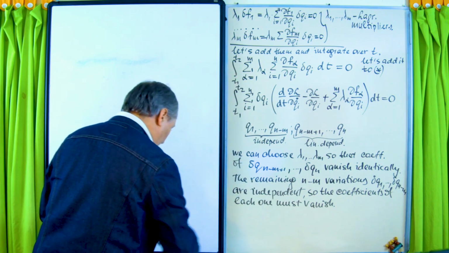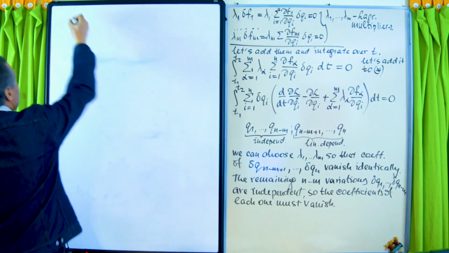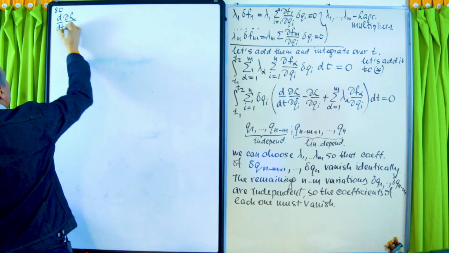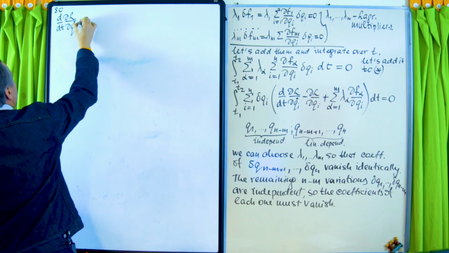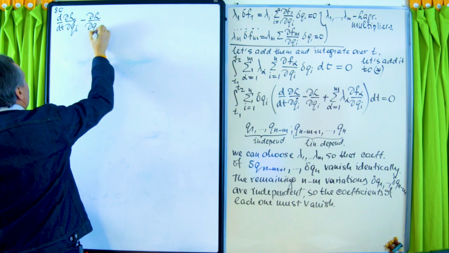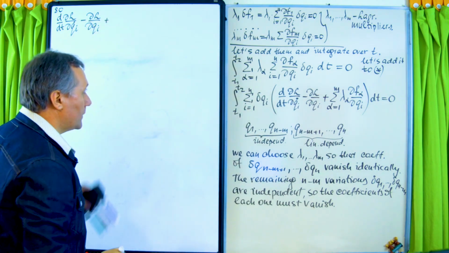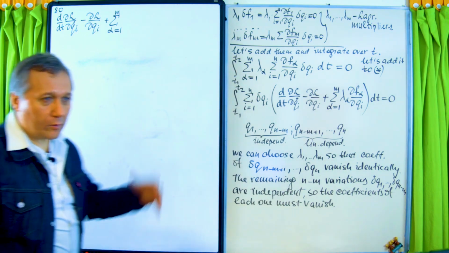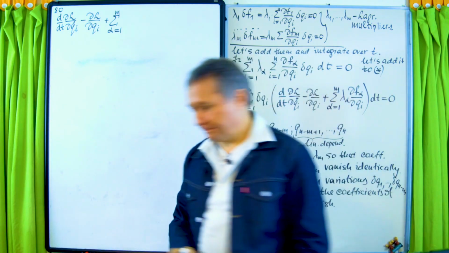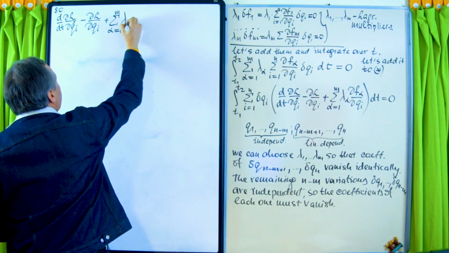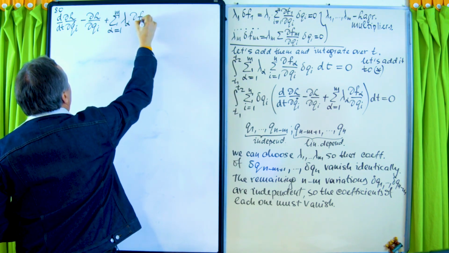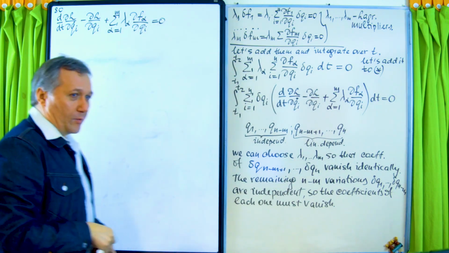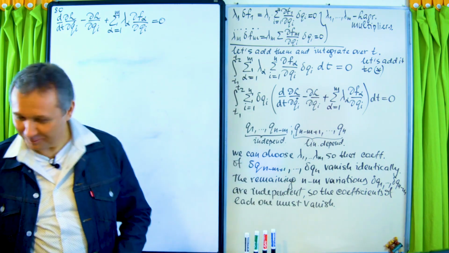Okay, still good. As a result, I can write d over dt of the partial derivative of L with respect to qi dot, minus the partial derivative of L with respect to qi, plus the summation over alpha, where alpha runs over the number of constraints, of the undetermined multiplier lambda alpha times the partial derivative of f alpha with respect to qi, equals 0. Whew. But troubles are not over yet.